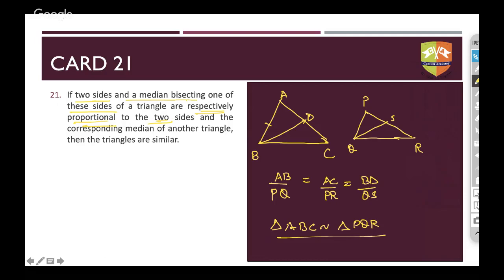This is my problem. So again, how to read two sides and a median bisecting one of these sides. I pick two sides, AB and BC, and a median bisecting one of these two sides. One of these sides is, let's say, AC. Pick D as the midpoint. So BD becomes the median. So two sides and the corresponding median BD are proportional to the similar setup in another triangle. So AB upon PQ is equal to AC upon PR is equal to BD upon QS. Then the two triangles are similar. This we have to prove. Okay, fair enough. So how to prove?